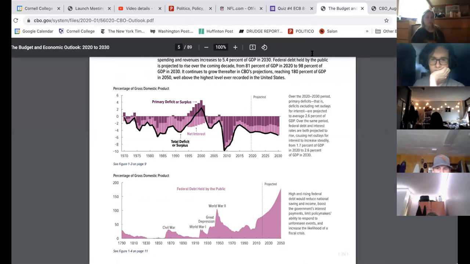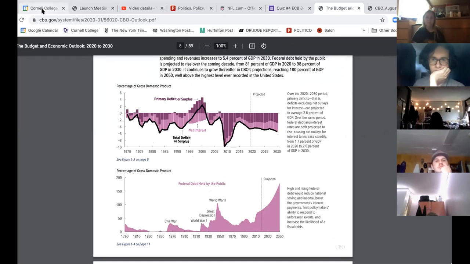This is what I wanted. Can everybody see this? These purple lines. So the top figure here is looking at the deficit as a percent of GDP, right? Once again, as a percent of GDP. And so you can see here, beginning in 1970, when it's below zero, that means it's a deficit. And when it's above zero, that means it's a surplus.